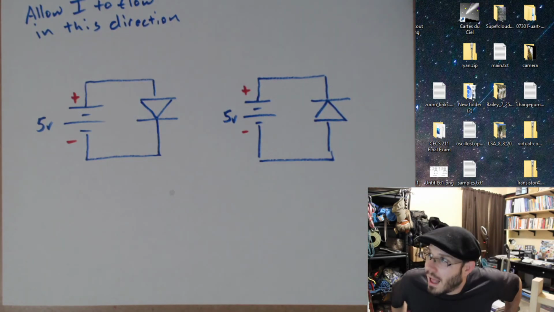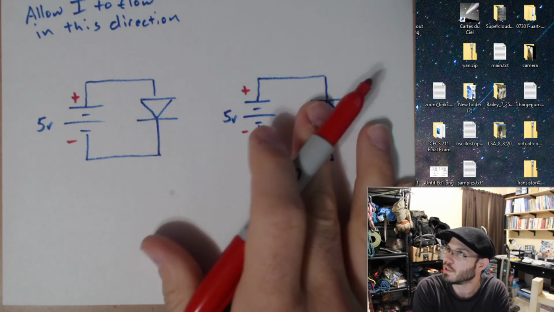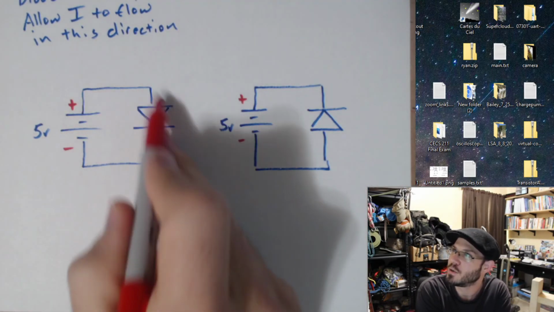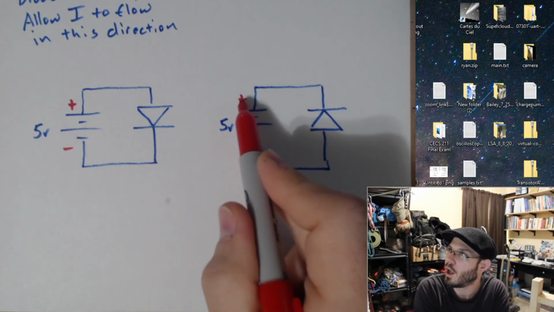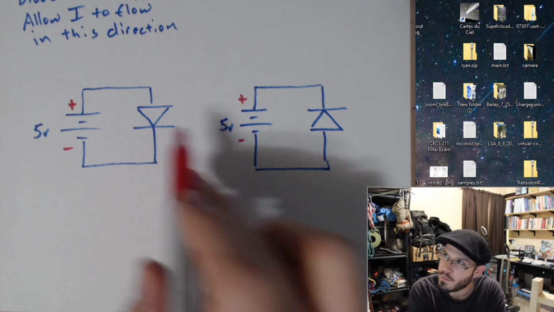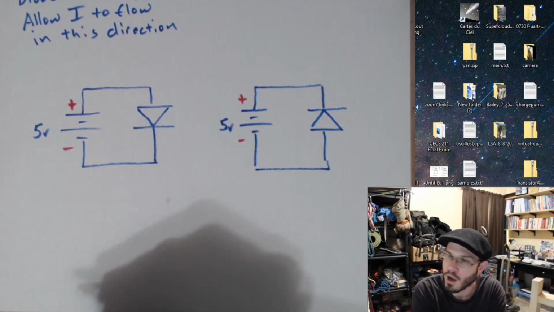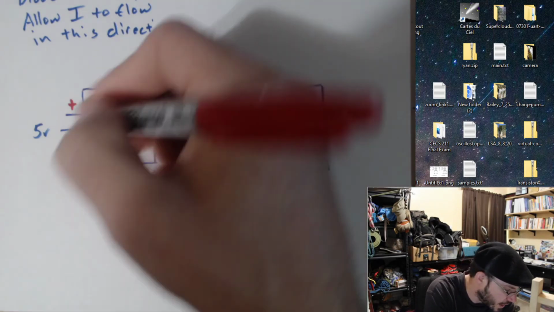And now I will reiterate, current always flows from a high voltage to a low voltage. So the situation that we've set up in both of these schematics is that the current is going to want to go in a clockwise fashion through both of these circuits.